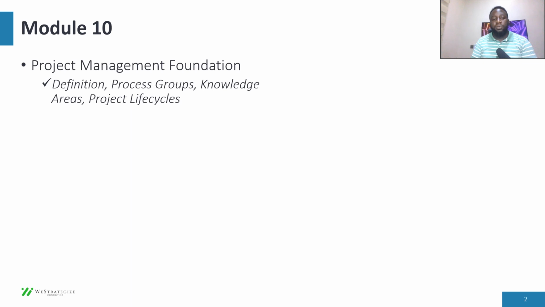All right, so we start with project management foundation, right? So we cover the definition of what project management is, the process groups. So we have different groups of processes within the standard project management procedure as defined by the body of knowledge of project managers globally, right? And then we have what is called knowledge areas and project life cycles.